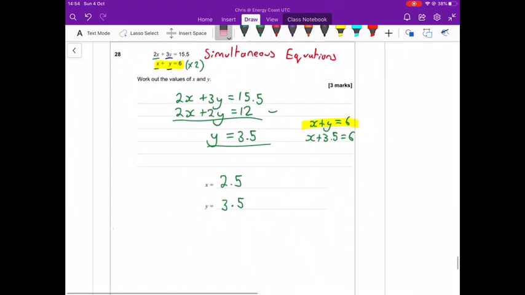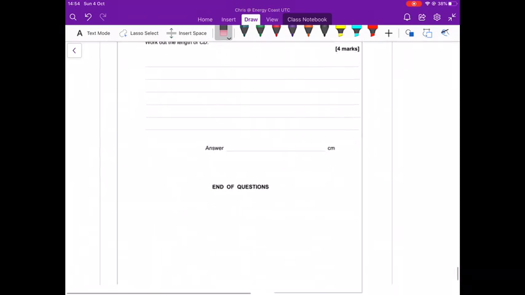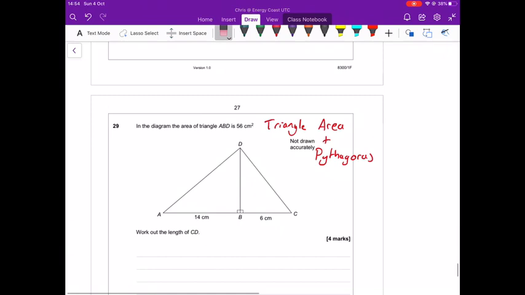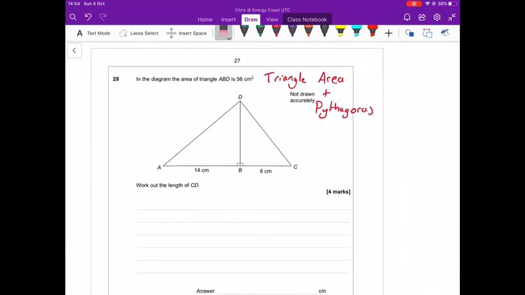They're quite tricky. Simultaneous equations probably take a bit of revision for those, okay? And we're almost there. Nasty question. Triangle area in Pythagoras. Let's start with what info it gives me. In the diagram, the area of triangle ABD is 56.